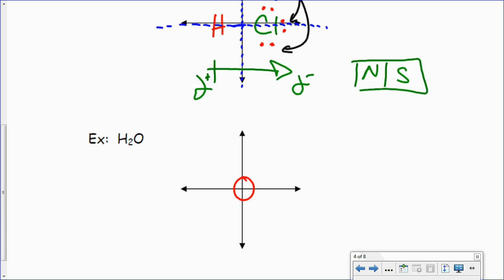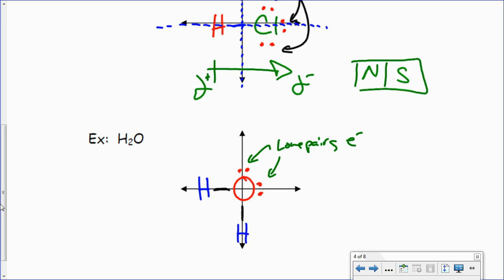Because that is the most electropositive element. It will have 2 lone pairs of electrons hanging off of it. It's going to have 2 covalent bonds coming out, and the hydrogens are going to be on the ends of those covalent bonds. So we've got 2 lone pairs of electrons.